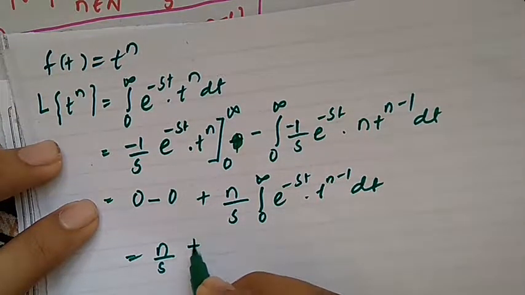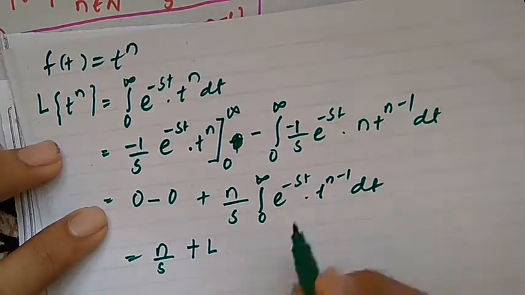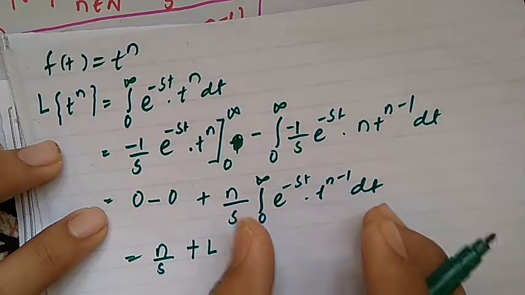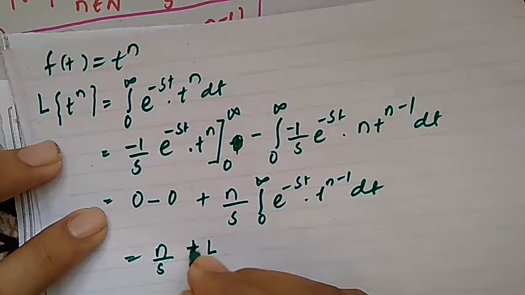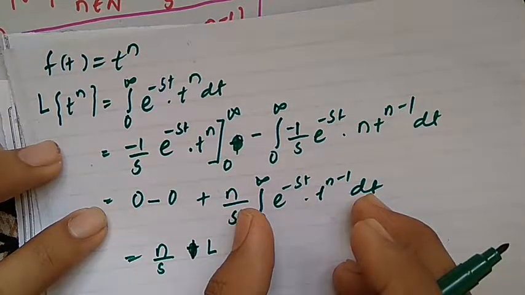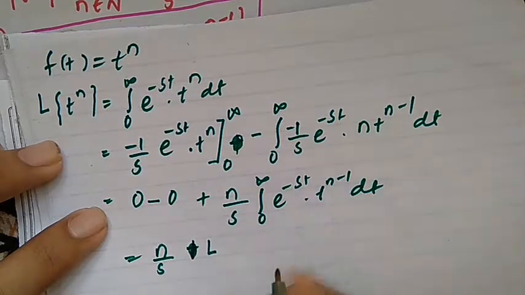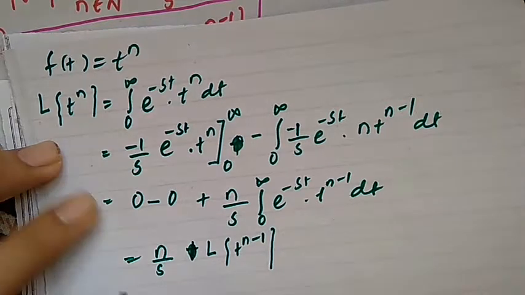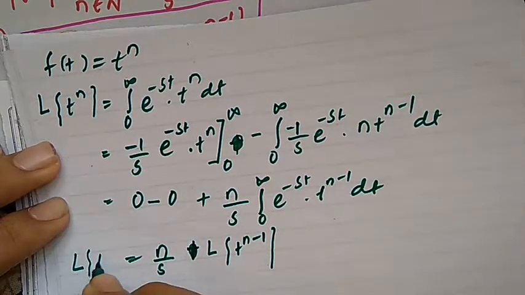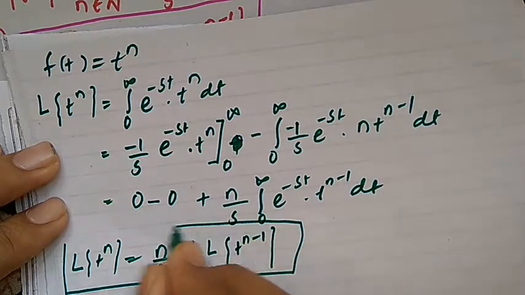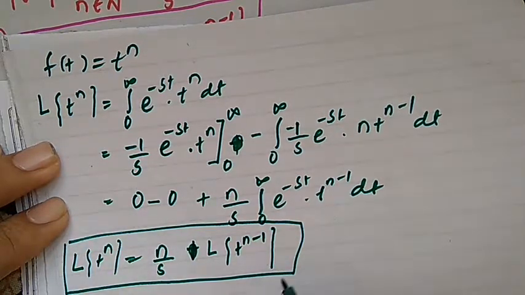times the Laplace transform, and this is the Laplace transform of t to the power n minus 1, where you can see this is not a multiplication. So the Laplace transform of t to the n is n by s into the Laplace transformation of t to the n minus 1. This is multiplication. Okay, good.